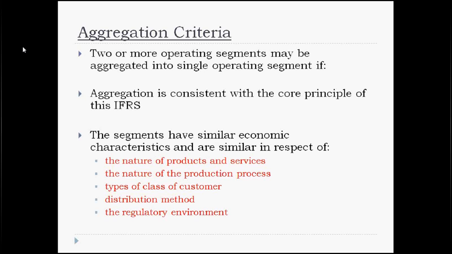Like the release of the movie Jab Tak Hai Jaan in the subcontinent, Pakistan, Sri Lanka, India, Bangladesh, considering it as one segment, and the release of the same movie in Europe, France, Germany, UK, considering it as another segment. So we can aggregate all the four countries in the subcontinent into one operating segment because the nature of product and service is the same, and the nature of production process, type of customer, distribution method or regulatory environment may be the same.